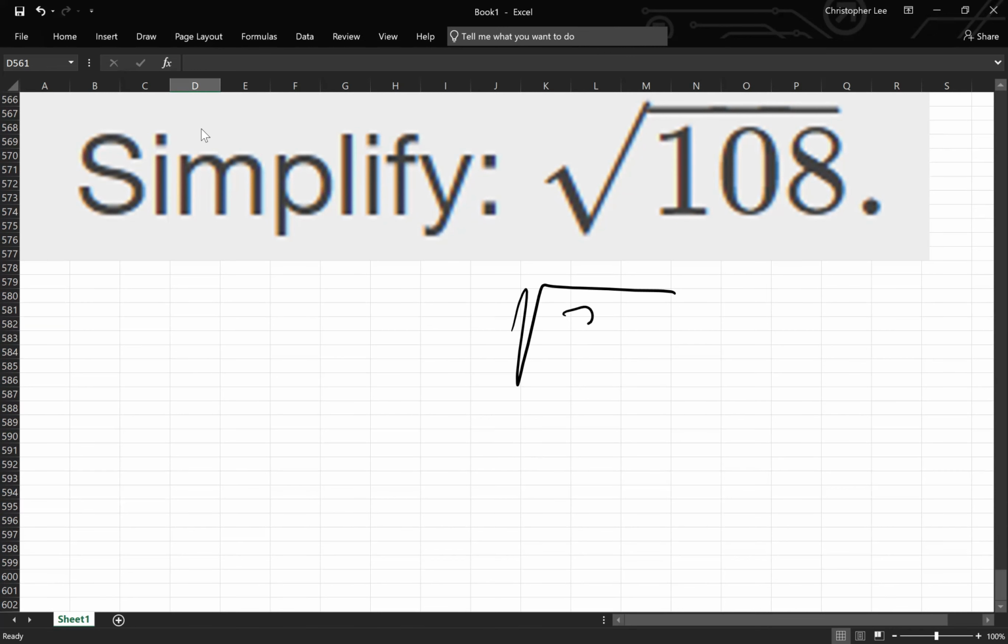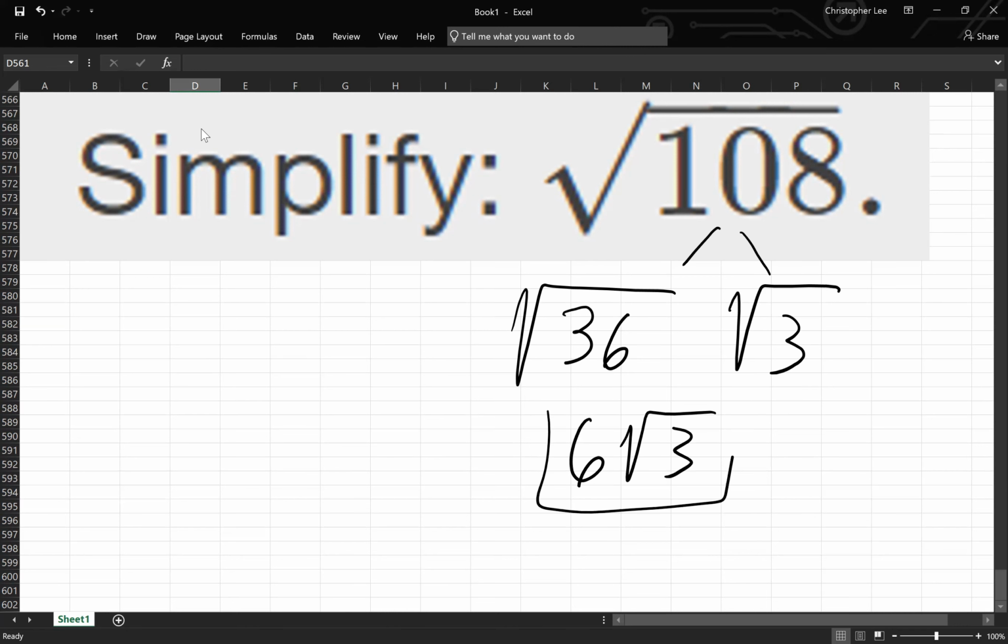Exactly, right? This becomes square root of 36 times square root of 3, right? And the square root of 36 is what again? Okay, 6 square root of 3. And that's it. Questions on that? Good. All right.